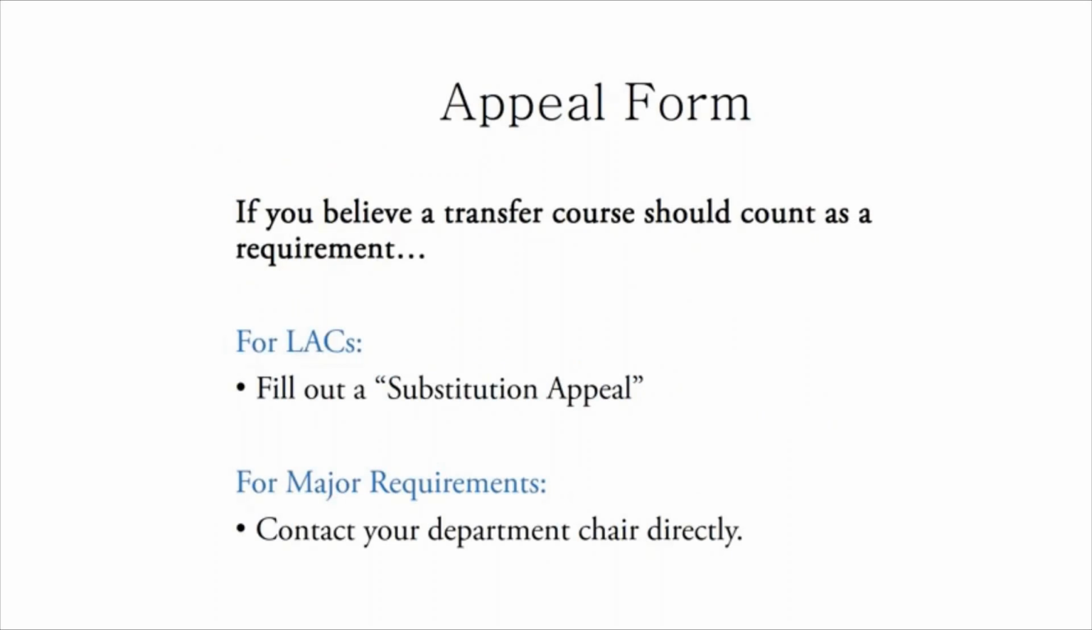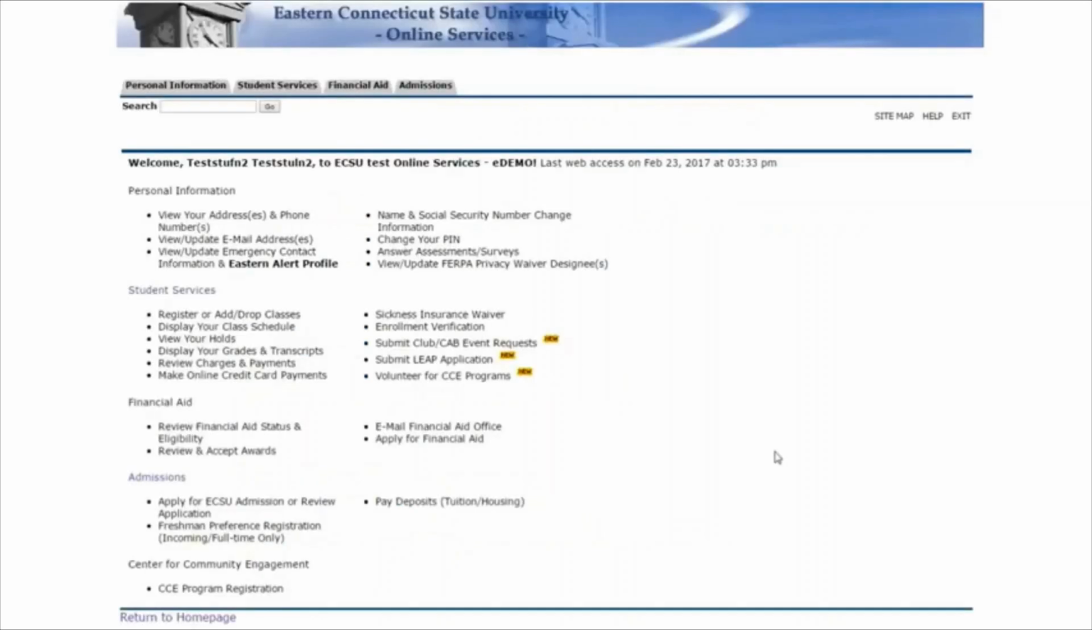If you took a course at a previous university that you believe should meet one of the LACs, you may request this using an online appeal form found in your eWeb account. We will take you step by step on how to do so. Please note that if you took a course at a previous institution that you believe should meet one of your major requirements, you should contact your department chair directly.